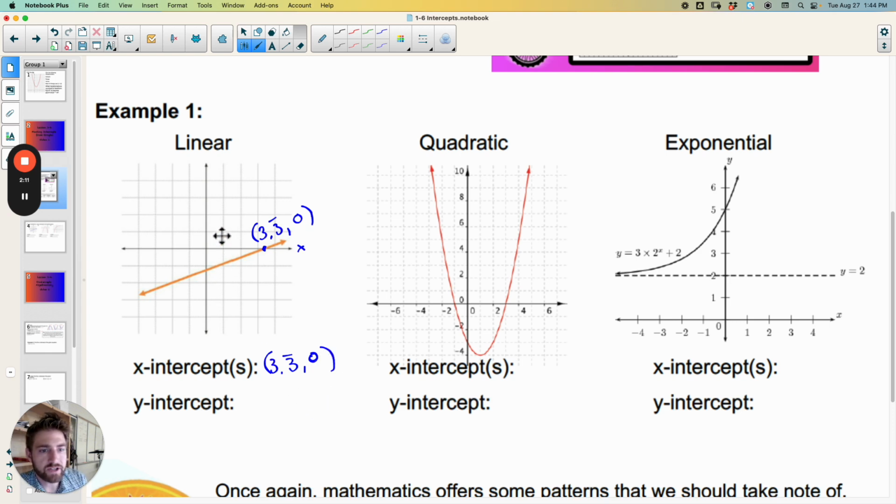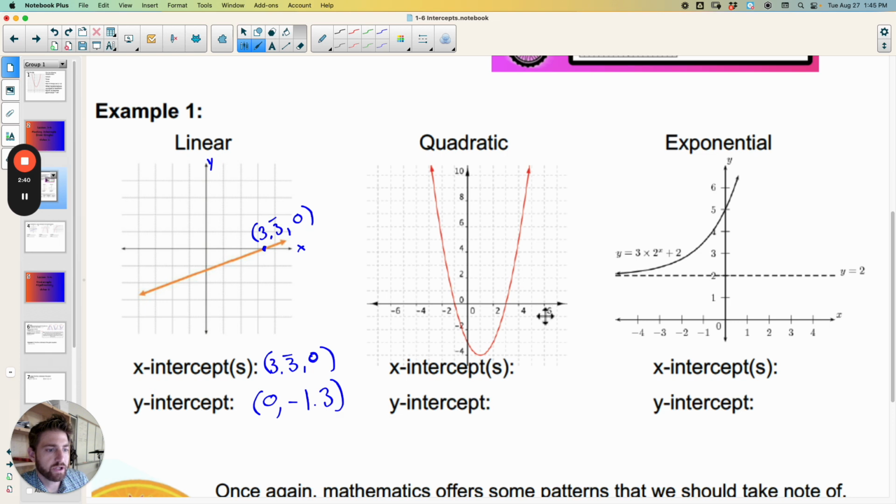Now our y-intercept is where it crosses the y-axis, and it looks like that's at about negative 1 and 1/3, or maybe a fourth. I'll just say negative 1.3. And this is where x is equal to 0. So for our y-intercept, our x is 0. For our x-intercept, our y is 0.